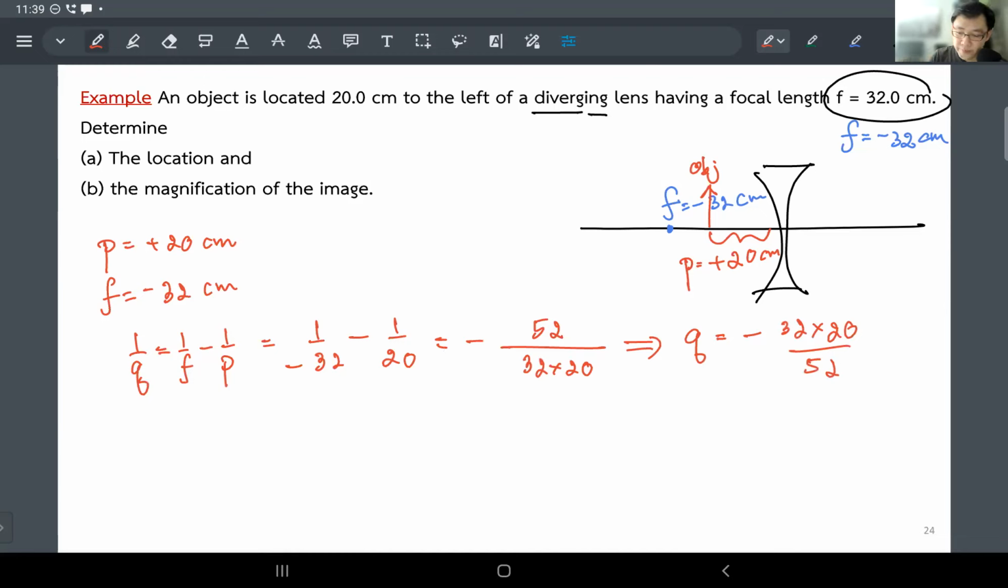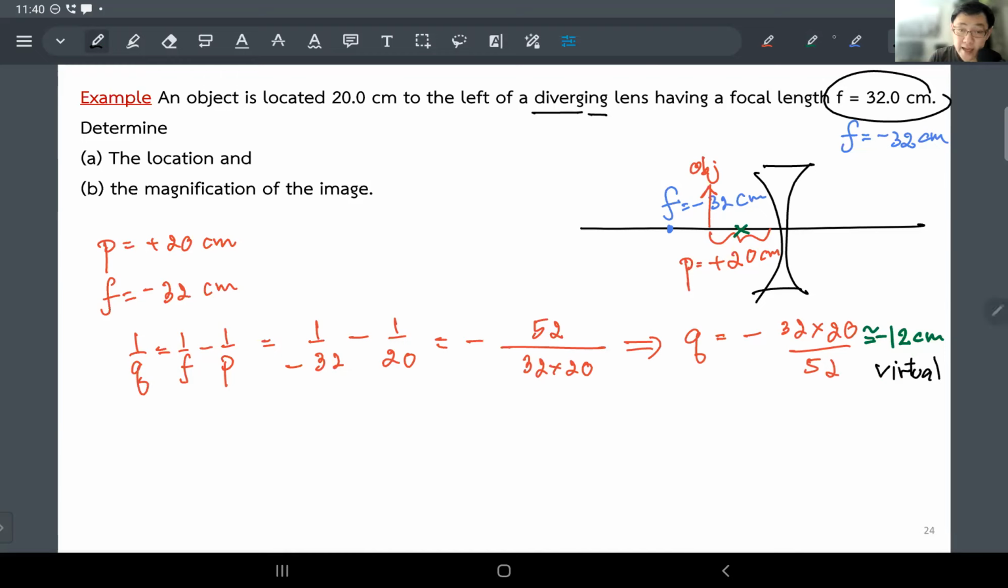I don't want to punch the calculator at this point, but the point is it's a negative value. What does it mean, guys? Can you approximate this? It's like 600-ish over 52, so about 12 centimeters. That means your image will show up somewhere here, 12 centimeters but in the front. Why in the front? The negative sign. Once you notice it's negative, you're guaranteed this is going to be a virtual image. So negative 12 means in the front, 12 centimeters, and it's definitely virtual.